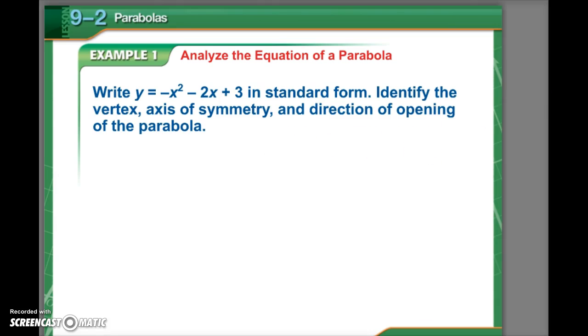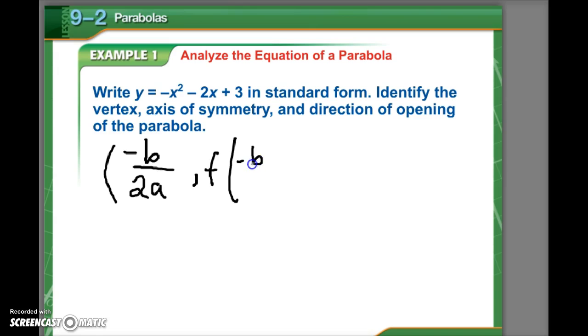So the first thing I'm going to look at is if I need to find the vertex. When we're in standard form, the easiest way to do that is to do negative b over 2a, comma, and then take that point, negative b over 2a, and plug it in the function. So f of negative b over 2a.